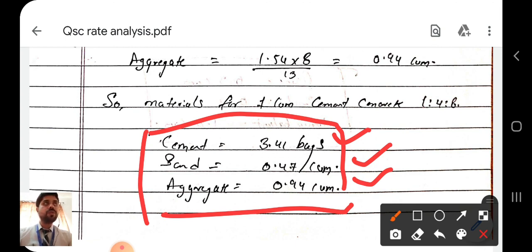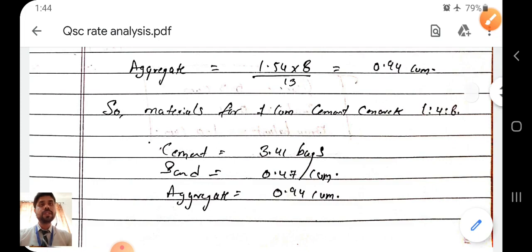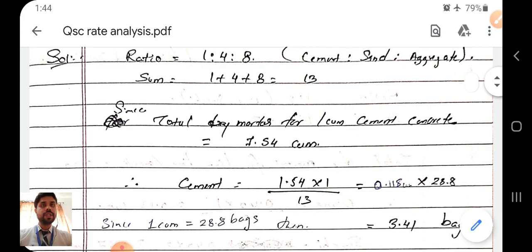If you want to know the cost of that whole work, then we will just multiply these material quantities with their rates and also add the labor, and we will get the overall cost of the cement concrete of 1:4:8. So this is the first exercise of calculating the quantities of cement concrete.